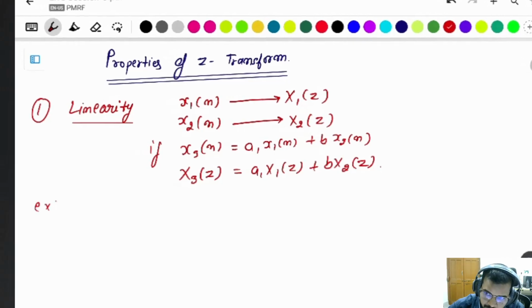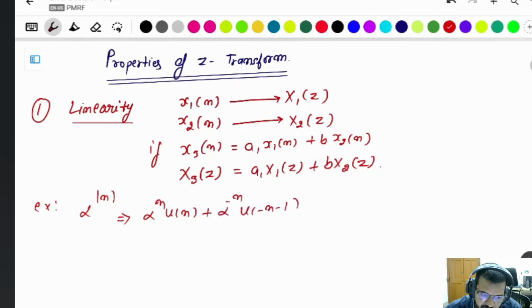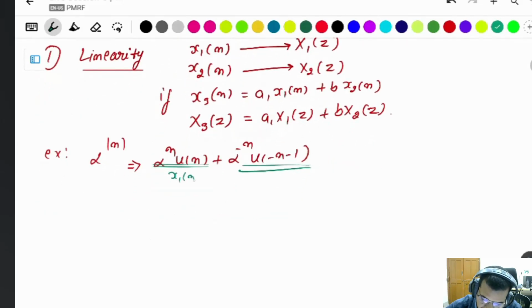For example, take alpha to the power of minus n. Then what happens? This will be alpha to the power n u[n] plus alpha to the power of minus n u[-n-1]. Then we can find this one and this one as different functions. After that we can add both. We take x1[n] and x2[n], then find X1(z), then X2(z), then we can simply add.